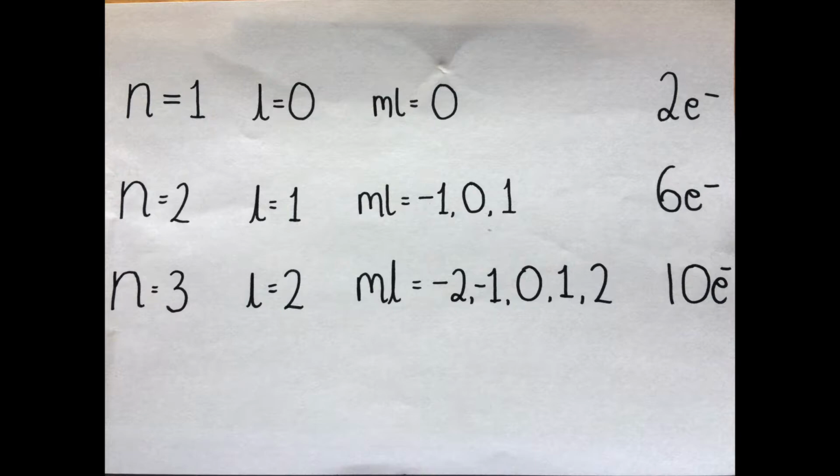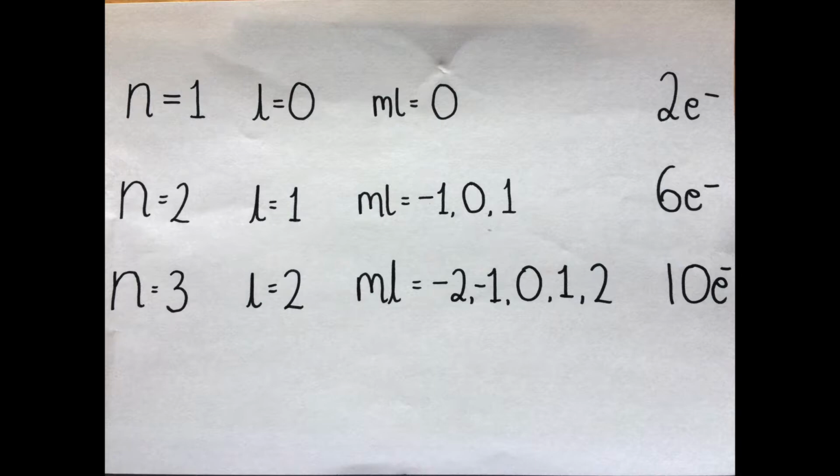This means that it is a p orbital since L is 1. The fact that there are 3 values of ml means there must be 3 orbitals. If each orbital has an ms value of plus or minus a half, then 2 electrons can fit in each, so a total of 6 electrons can fit in the p orbitals.